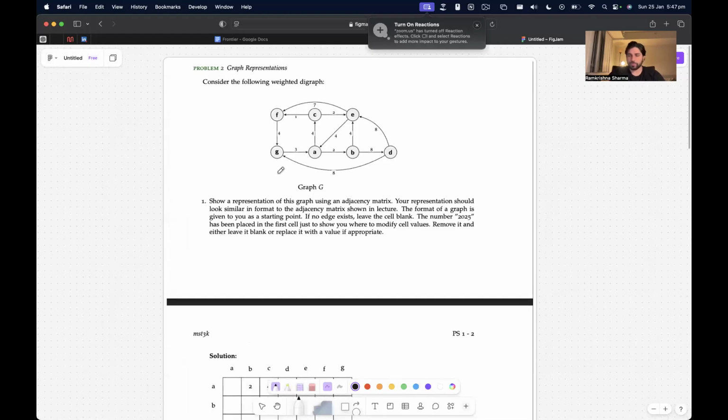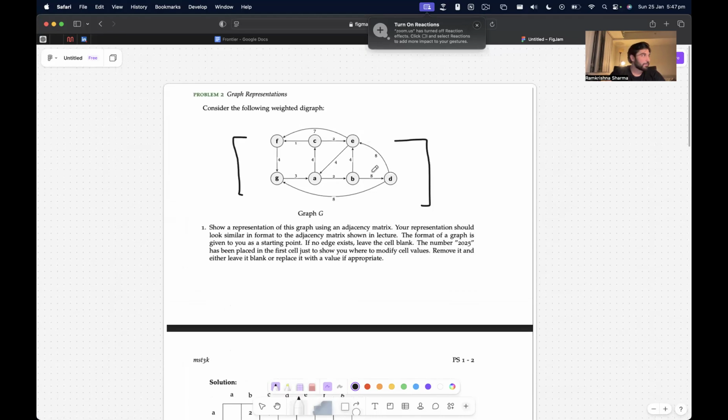I'd like to go over a few graph-related problems. For this first problem, we're given a graph, and it is essentially a directed weighted graph. In other words, the edges have arrowheads, and the weights are ascribed to the edges that connect nodes. And it's asking for us to represent the graph using what's called an adjacency matrix.